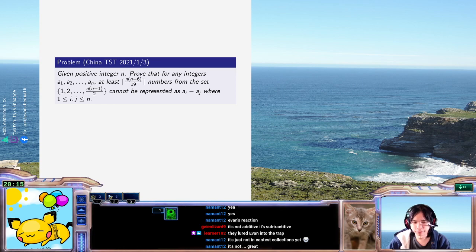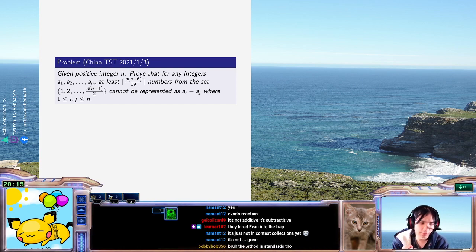Okay, welcome back everyone. So today we have China Team Selection Test 2021 1-3, where you have a bunch of integers and there are n choose 2 differences between the integers, or n choose 2 non-negative integers.